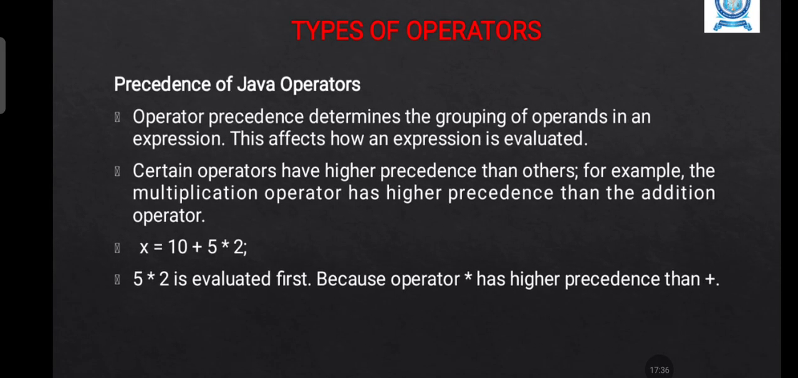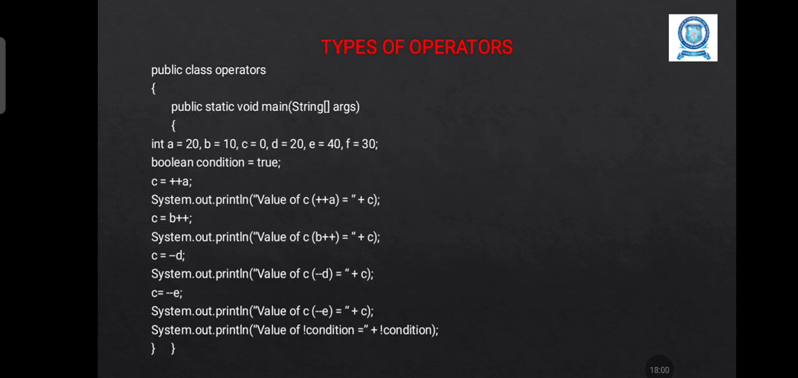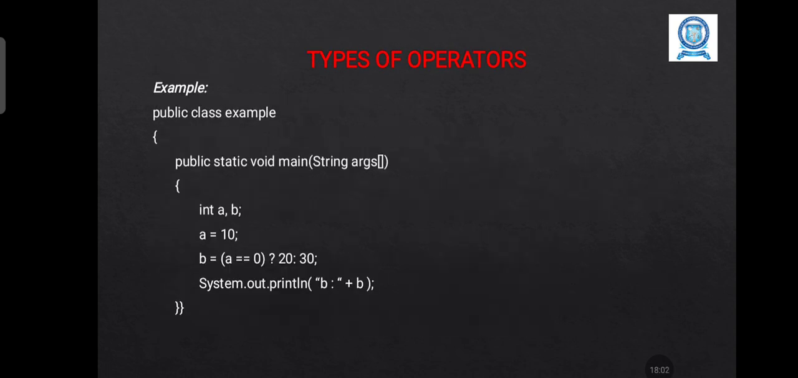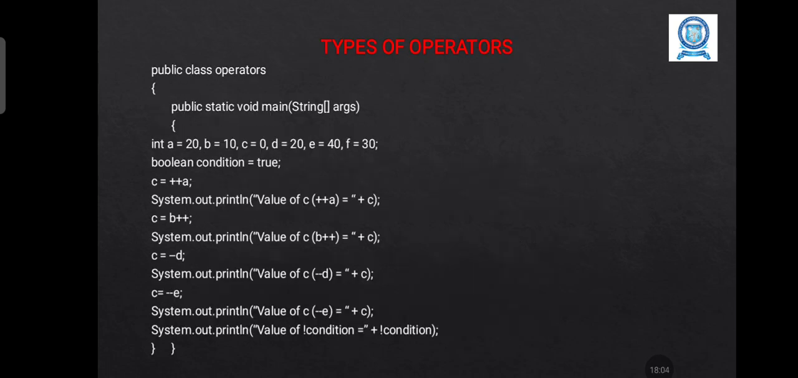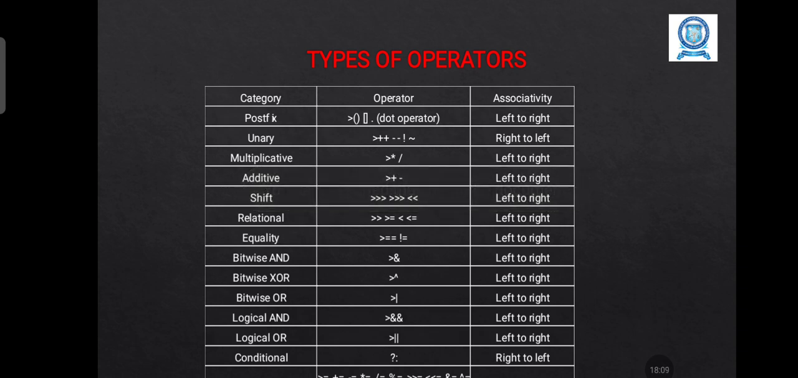In our expression x equal to 10 plus 5 star 2, multiplication has the highest precedence, so first we have to do the multiplication, then we apply the addition, and finally we apply the equal to operator, that is, the right hand side result will be assigned to the left hand side variable. So the precedence of operators decides the order of evaluation of operators if an expression has more than one operator. So that's all about the topic. Thank you.